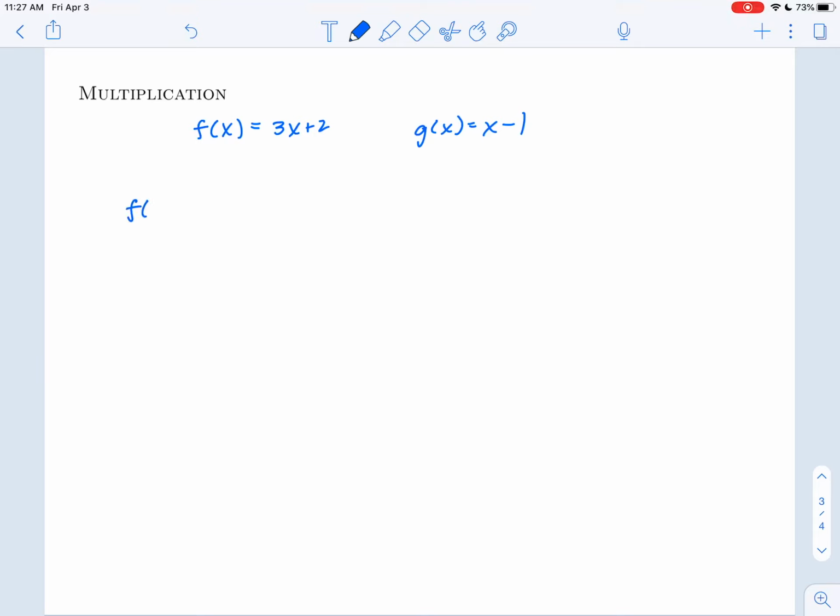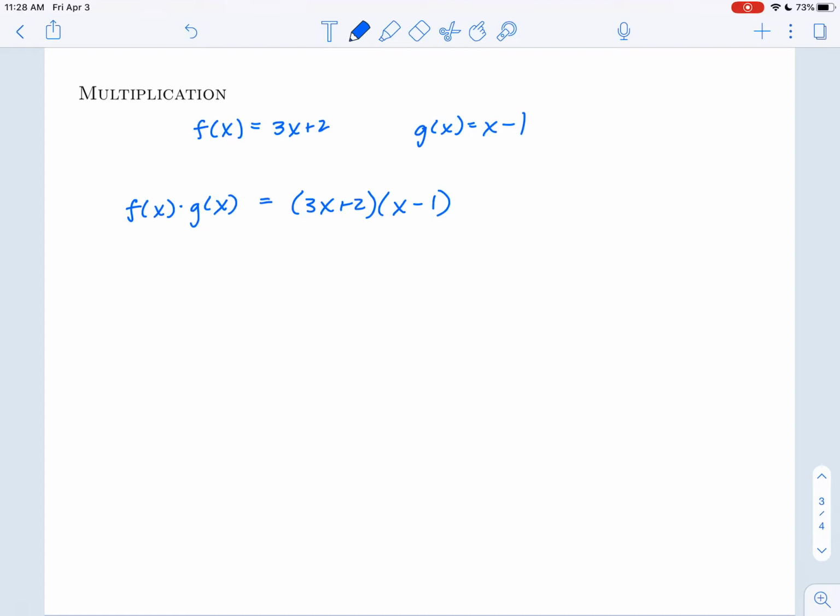So again, we just want to look at taking f of x times g of x. So I'm going to take those function notations and I'm going to replace them with the polynomials themselves. So I'll do 3x plus 2, and I'll multiply that by x minus 1. And in this case, these parentheses are, again, super important, just like they were with subtraction.